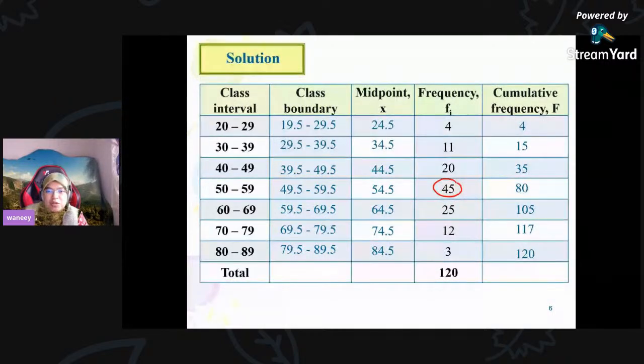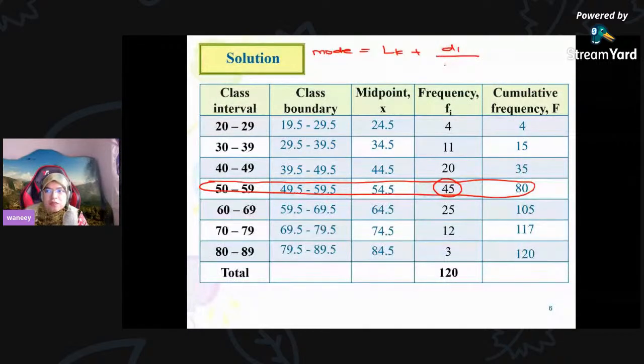So just now you are using one highlight, right? So now use another highlight. So this is the mode class. So please highlight this one. That will be much easier. Okay, so what is the formula for the mode? The formula for the mode is LK plus D1 over D1 plus D2, multiply with C. Okay, so what is D1? D1 is actually the difference between your frequency and the one before you.